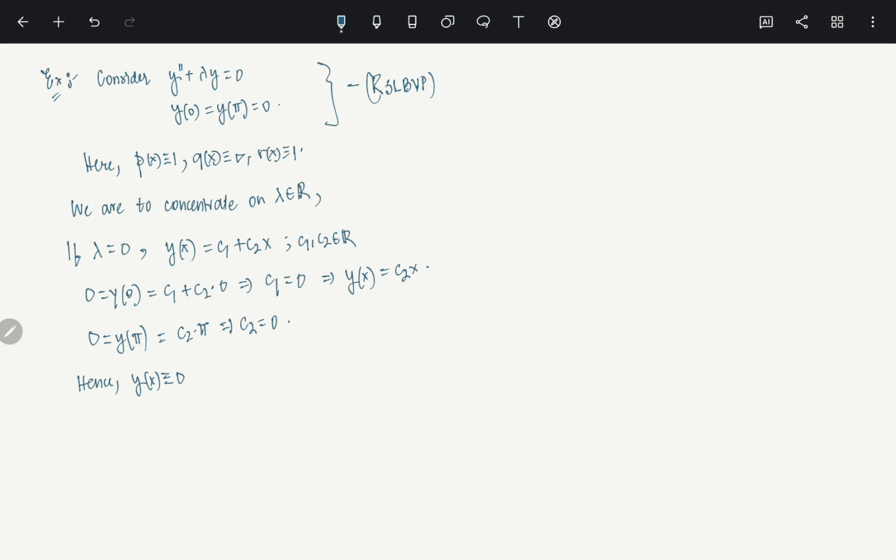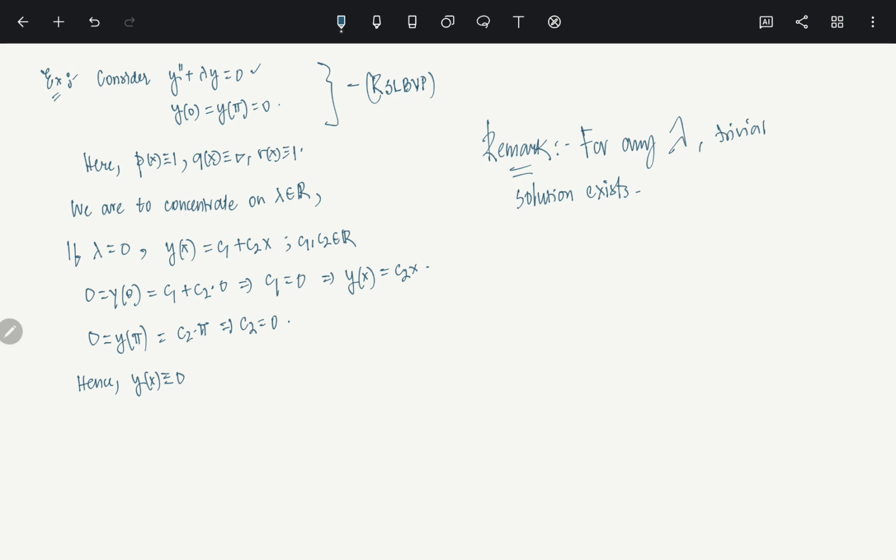Now, what is the question? Please remember, you have to find lambdas for which a non-trivial solution exists. This is the homogeneous problem, right? So for any lambda, the trivial solution exists. Let me put it as a small remark: these regular Sturm-Liouville boundary value problems are homogeneous problems, so for any lambda, the trivial solution is always a solution.